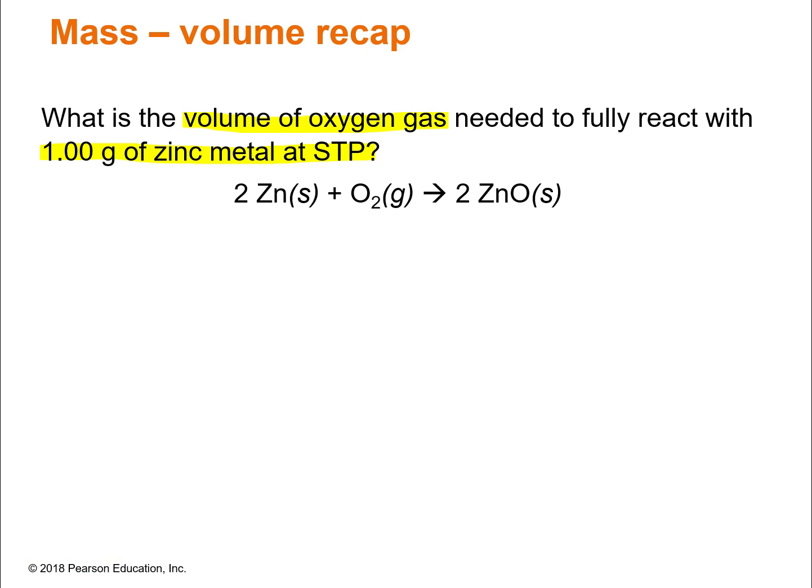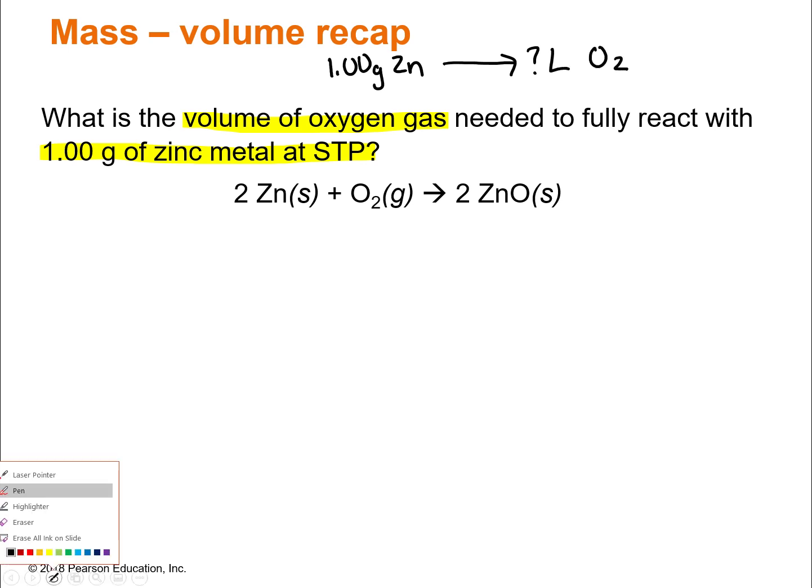We always rephrase the question. I'm starting with 1 gram of zinc. The question is asking for the volume of oxygen gas. Grams of zinc, that's a mass. It's asking specifically for the volume. So we know this is a mass to volume question.